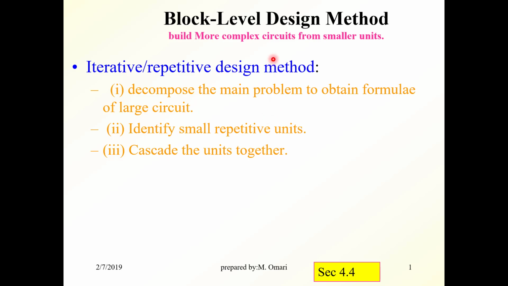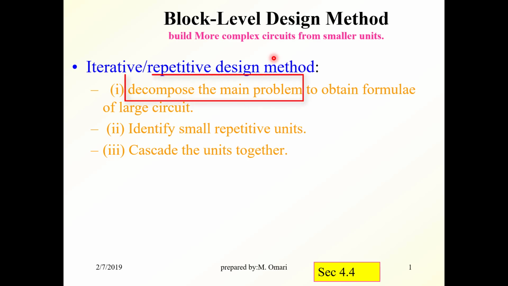We talked before about the gate level implementation of the design for the combinational logic. In this video, we'll talk about how to design more complex circuits using what's called the block level design method. In the block level design method, you have a bigger, complex circuit, and you want to use smaller circuits to build this circuit. How do you do that?